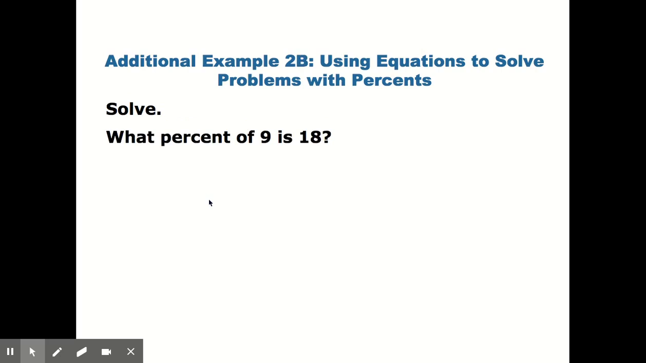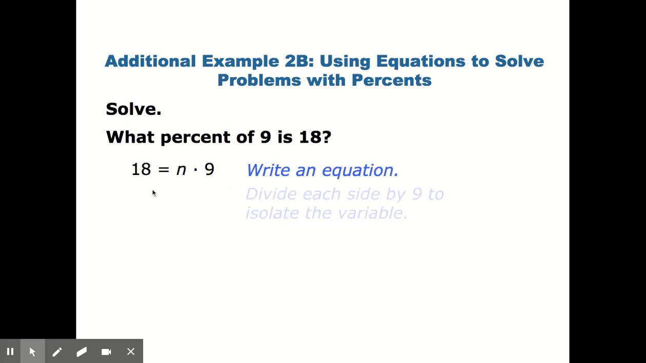Okay, let's try another one with the equation. What percent of 9 is 18? So we're going to write the equation. 18 is what percent of 9? 9 is our whole. So what percent times the whole would give us 18?